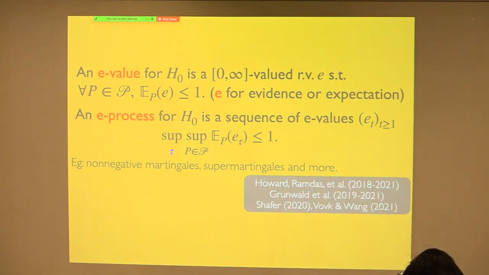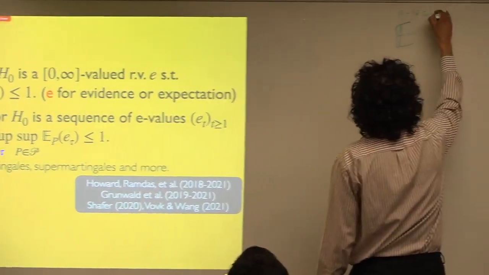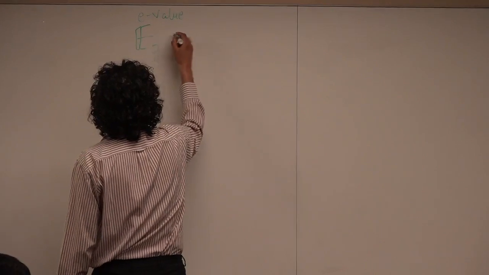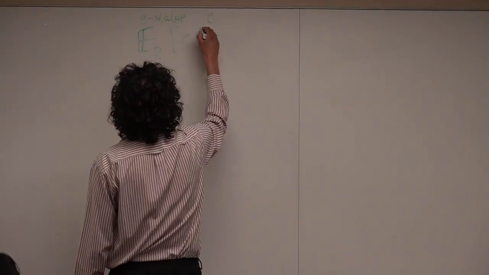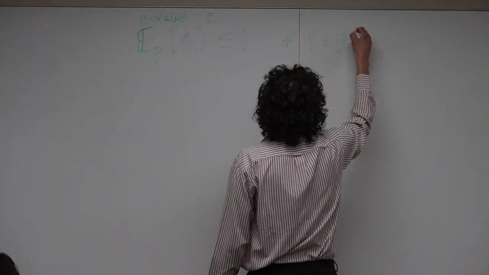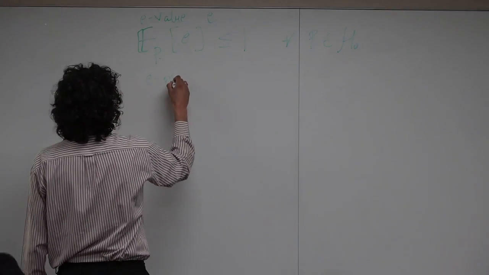And one of the core definitions, which maybe we'll come back to today, is the definition of an E-value or an E-process. If I have a composite null hypothesis, we call E an E-value if the expected value of E is less than or equal to 1 for every distribution in my null hypothesis, and an E-process was a sequential version of this.